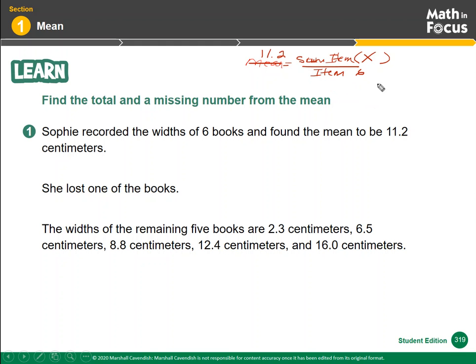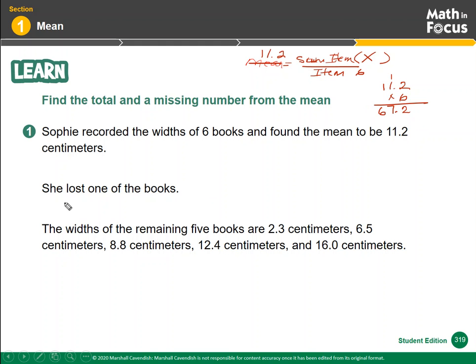So what we're actually going to do is kind of the opposite. We're going to take our mean, which is 11.2, and multiply it by 6, right? Because that's how many items there were that got us this mean. So we're going to do it in reverse. Instead of dividing by 6, we're going to multiply by 6. And if I do that, I get 67.2. So the length of all the centimeters, the widths of all my books is 67.2.